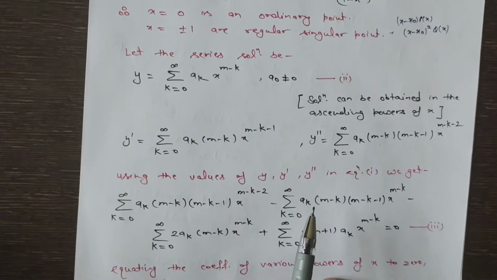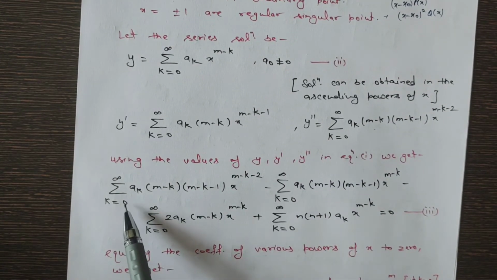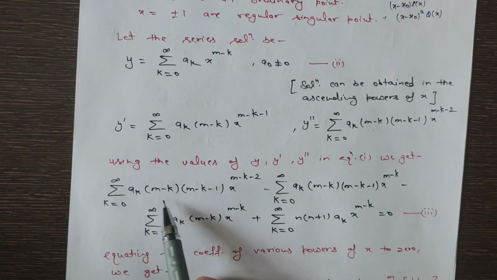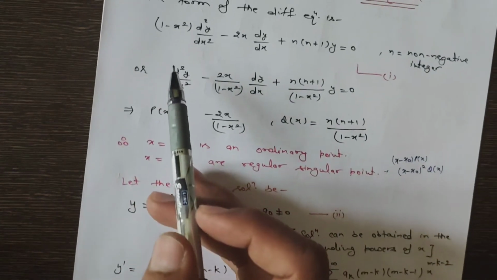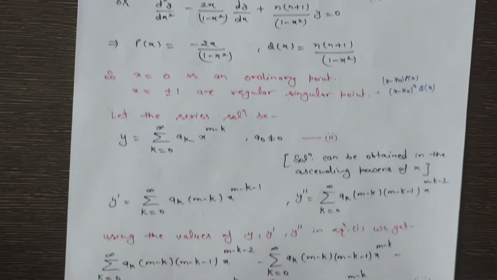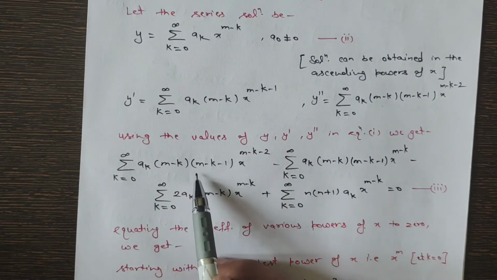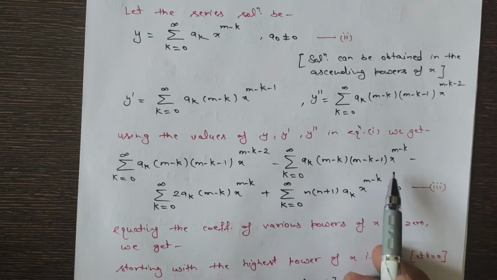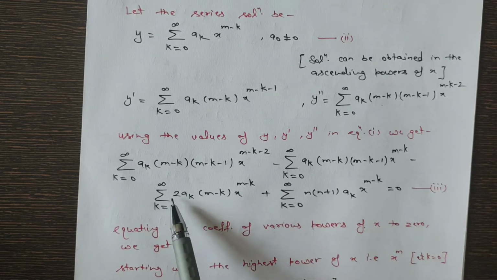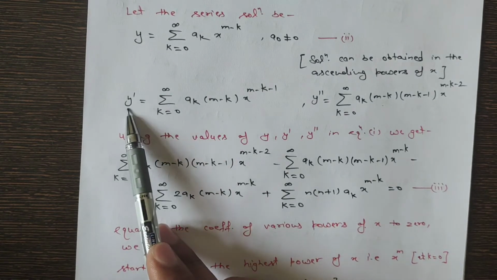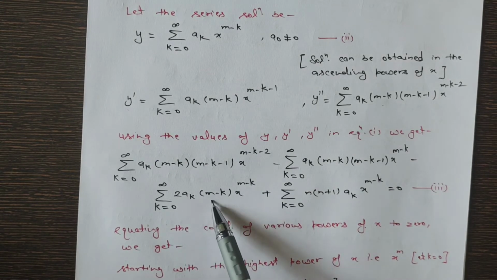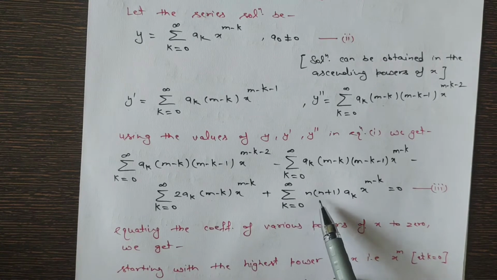In the next step, we will use these values y prime and y double prime in our differential equation. So that will become: summation over k running from 0 to infinity of a_k. This term, as it is, has 1 minus x square, so 1 into d square y by dx square, and then minus x square into d square y by dx square. So the first term will be this, and minus of x square, so the power will become x raised to power m minus k. For the second term, minus 2x into dy by dx, this power will become x raised to power m minus k into 2 a_k into m minus k, plus n into n plus 1 into y.